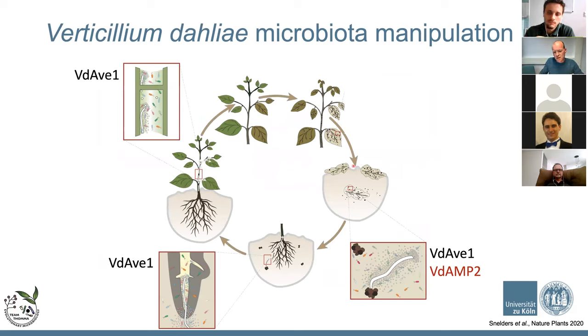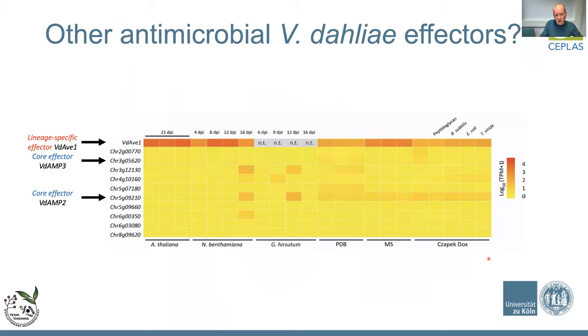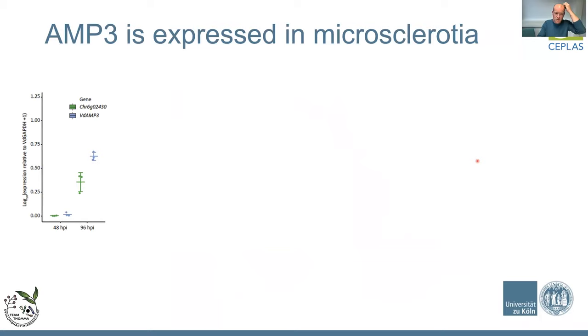So in this stage where Verticillium is in the soil, we now have two effector proteins that seem to play a role. And so these two effector proteins make a different contribution with respect to activity. So now for a final example, I would like to go to this effector that we call AMP3. Also that one, there is no clear expression in all these conditions that we tested, but then we found out that this one seems to be expressed at the stage when the fungus makes microsclerotia, survival structures.